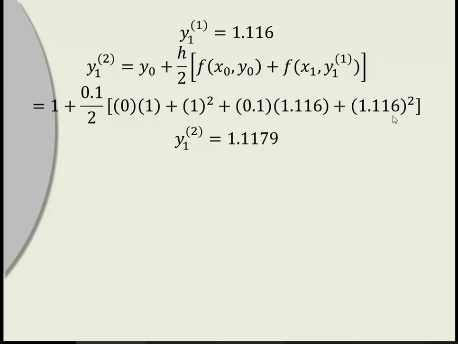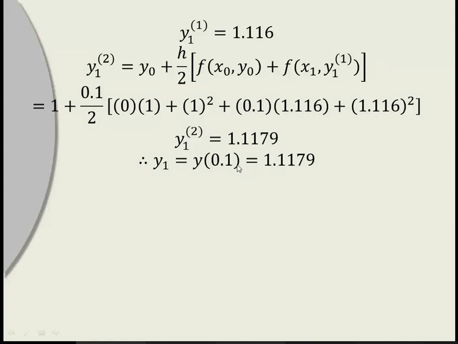Are these two matching? Yes, these two are matching up to 2 decimal places, so we can take this as y1. If it is asked up to 3 decimals, we'll have to do some more iterations. But in this problem, it is asked up to 2 decimals, so these two are matching. So we can take this next iteration as the value of y1. Therefore y1 will be y at 0.1, that will be 1.1179.